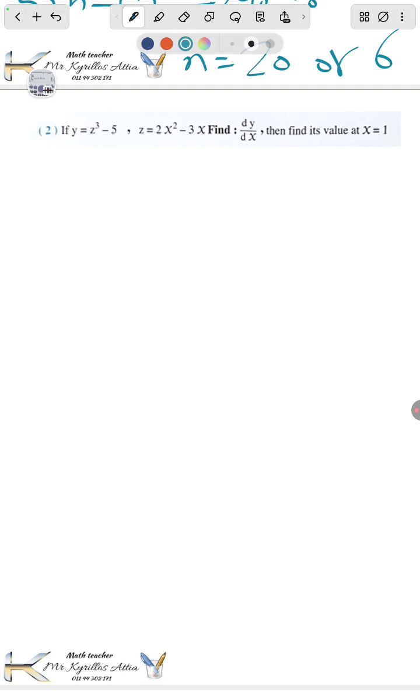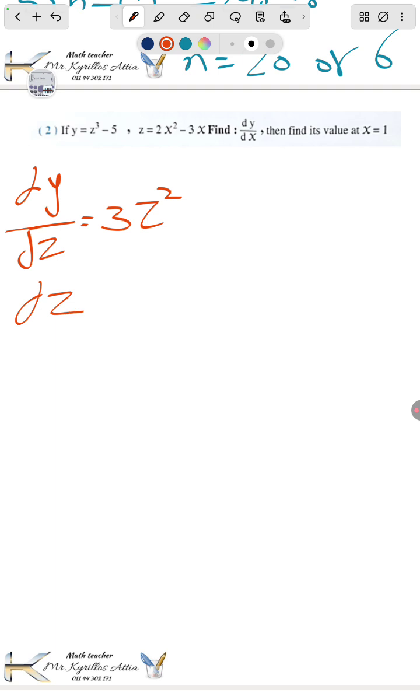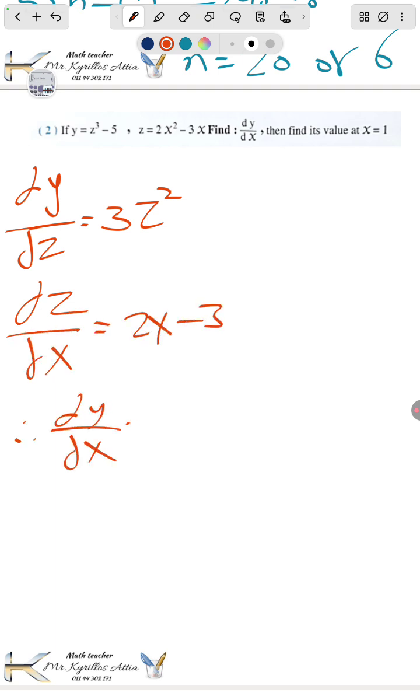Last question: y equals z to the power 3 minus 5, z equals x squared minus 3x, find dy over dx. Firstly, we can get dy over dz, it will be equal to 3z squared, and dz over dx will be equal to 2x minus 3, so dy over dx will be equal to 3z squared times (2x minus 3), by using the chain rule.